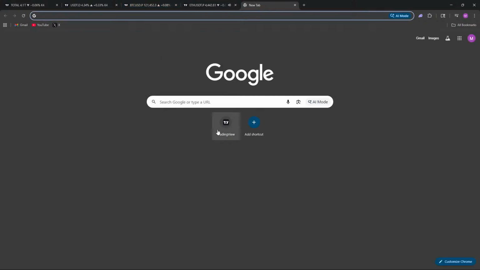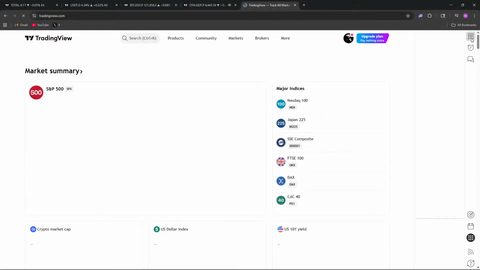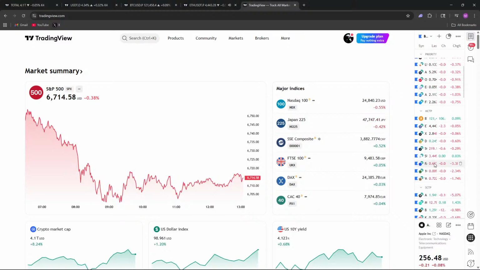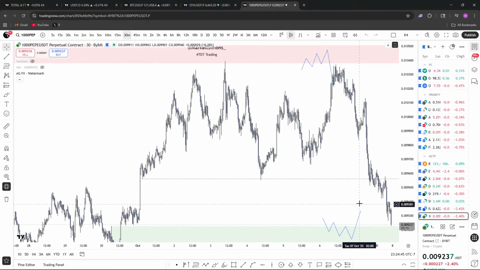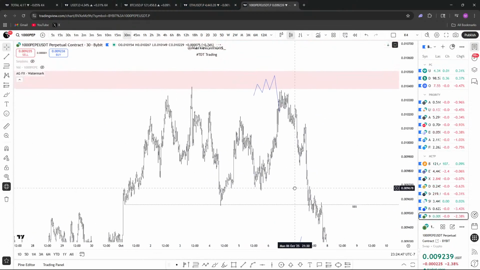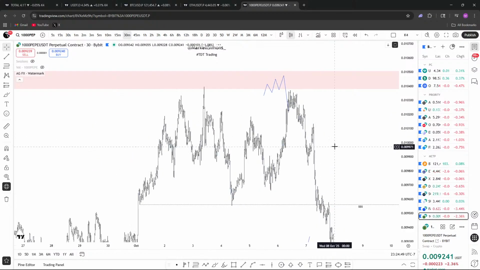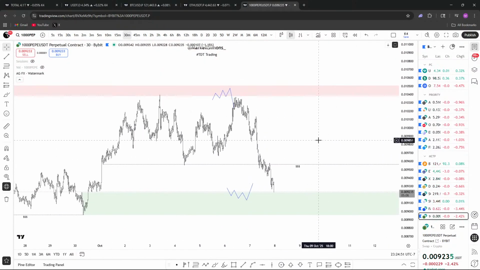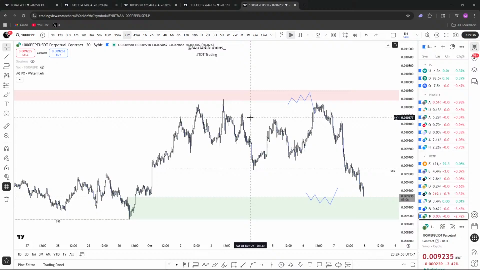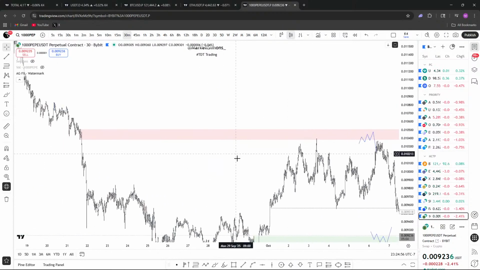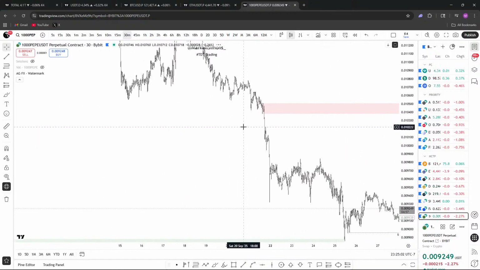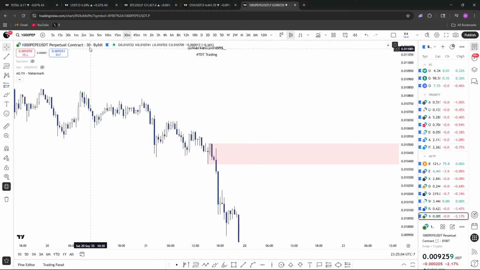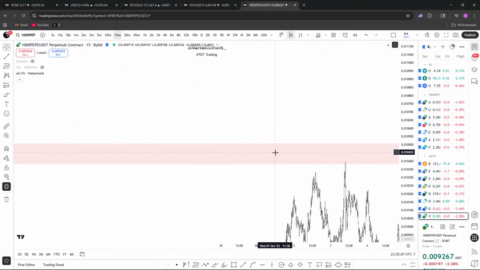Hold on, what is Pepe doing? Tough. Look at this, bro. Oh my gosh, this pre-planning was so tough. I mean, it wasn't even pre-planning, but it was just marking out high probability POIs. When you can find those nice low time frame POIs, man. Look at this. You gotta go to the lower time frame.